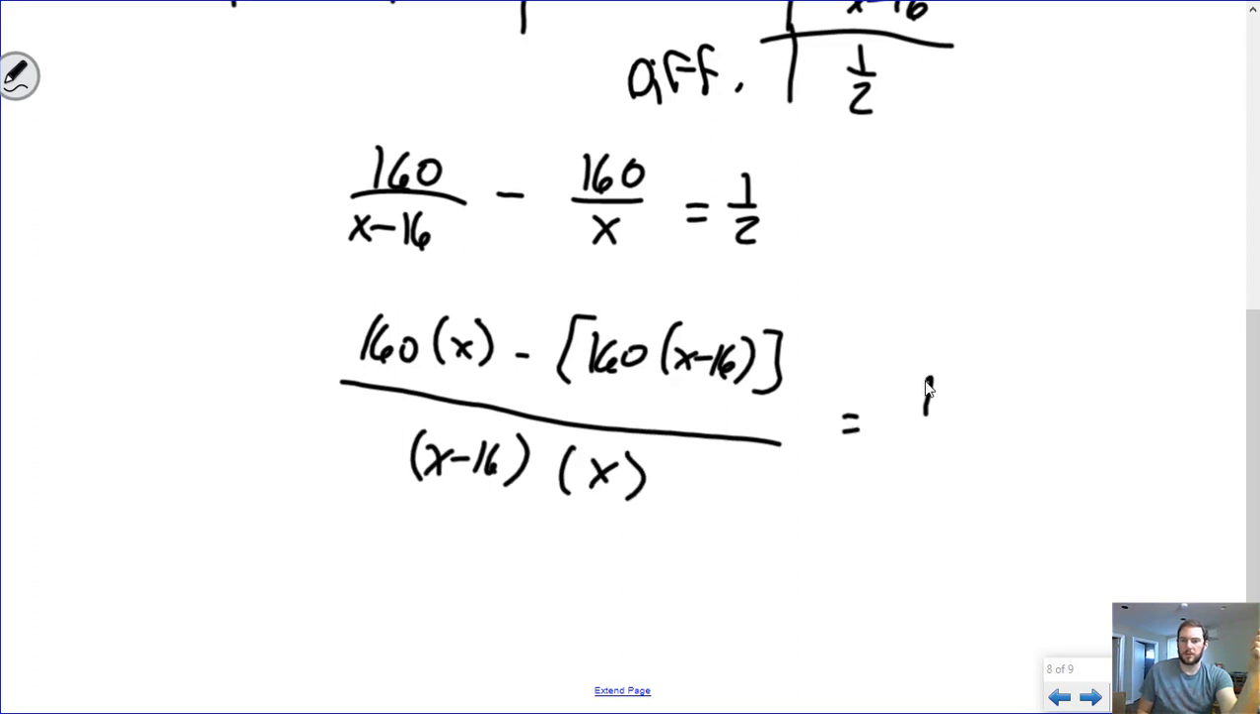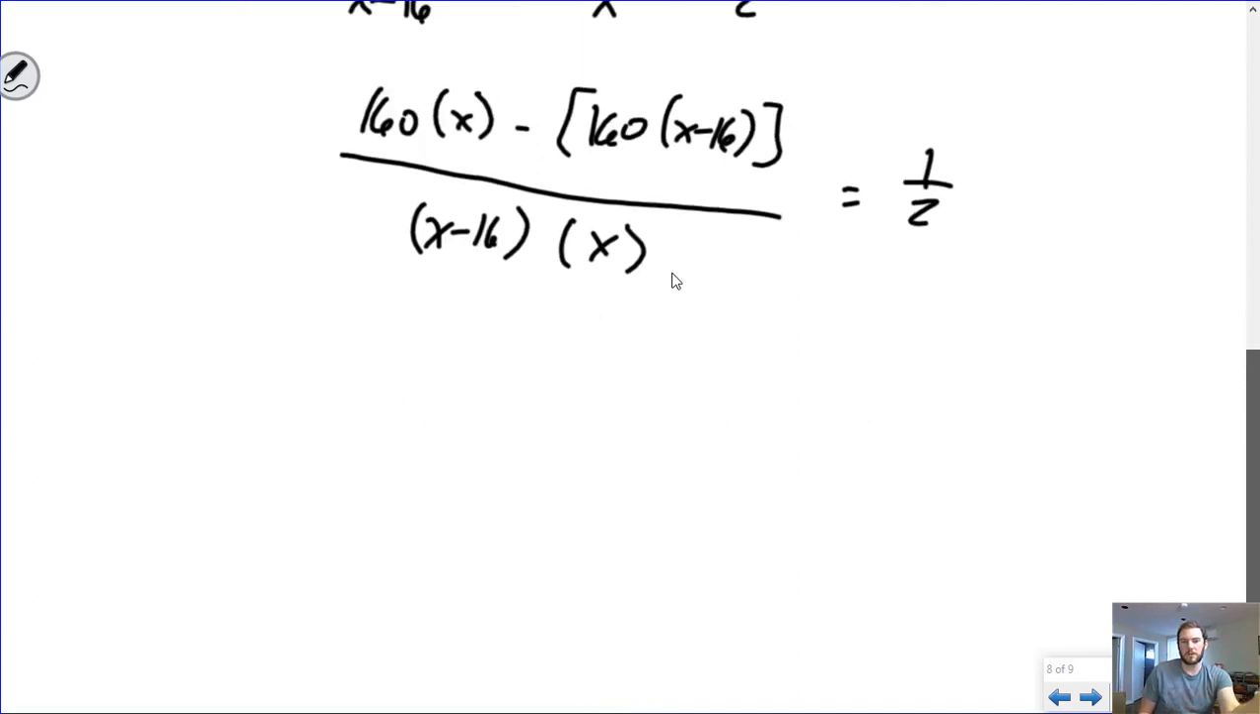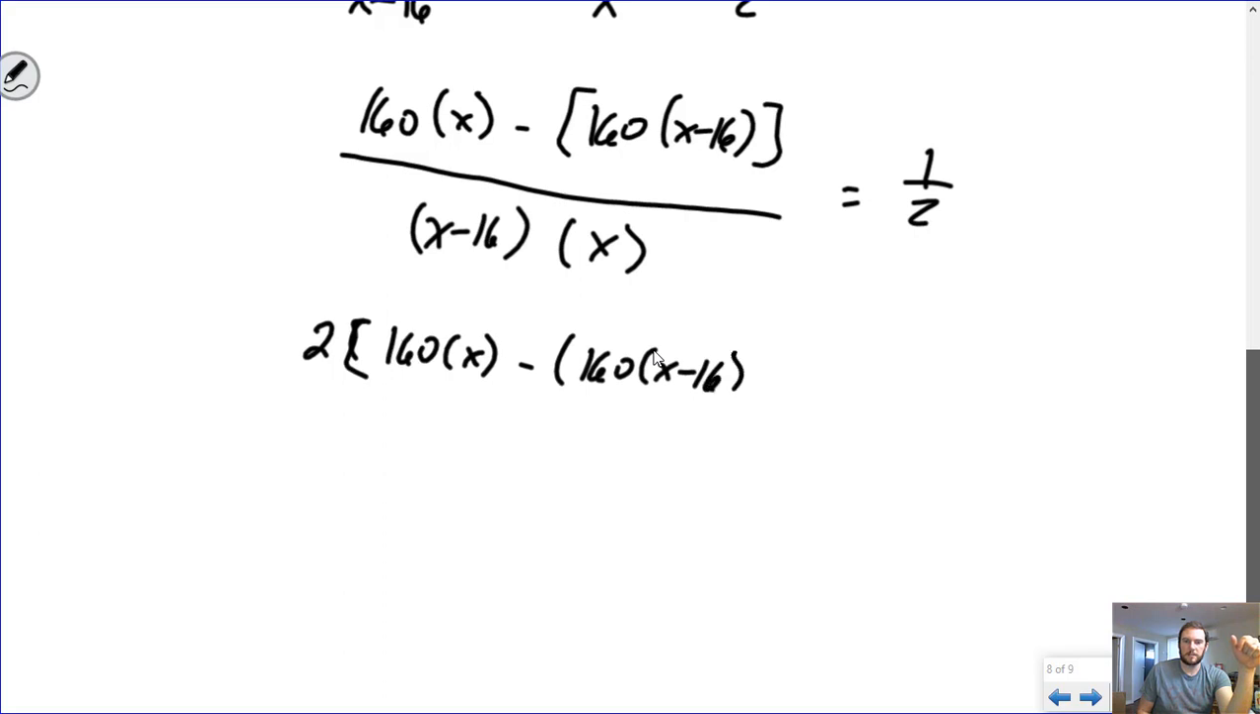And this is going to be equal to 1/2. And again, what we can do with this equation is get rid of the fractions by multiplying the denominator on one side to the numerator from the other. So I can take this 2 and multiply it by the entire left-hand side. So 160 times x minus 16 is equal to 1 times x minus 16 multiplied by x.